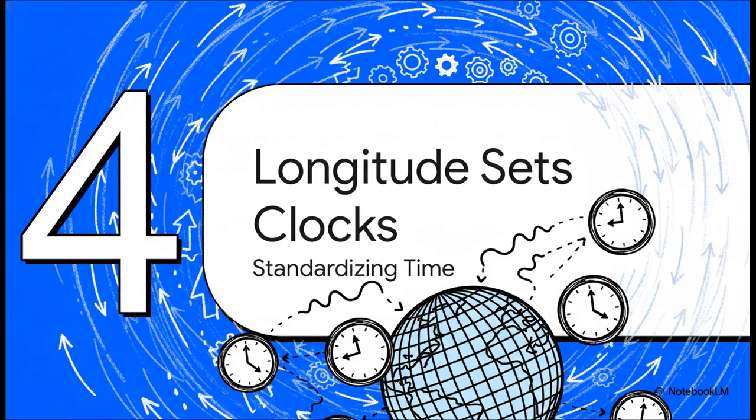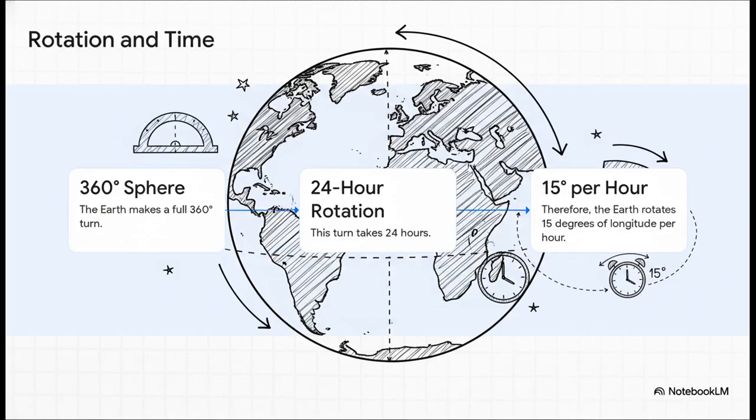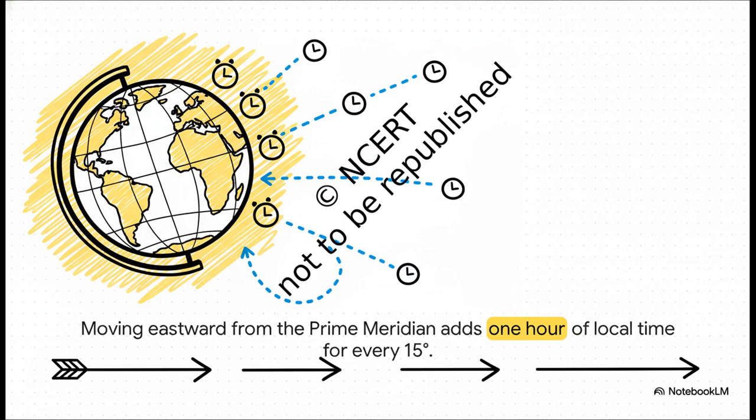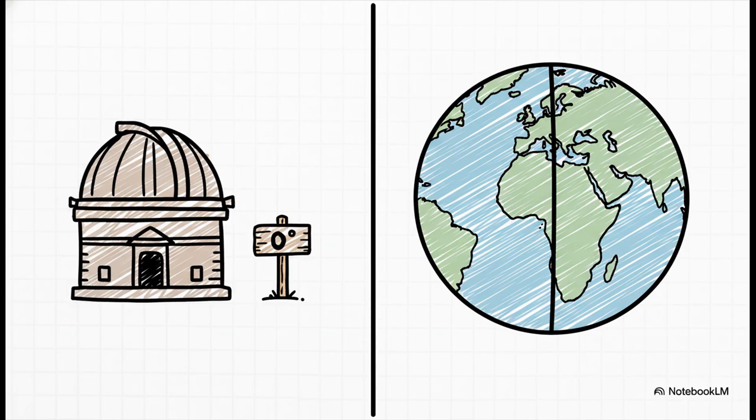But this grid system had a really cool side effect. It didn't just solve the problem of where we are, it also gave us a way to standardize what time it is all across the globe. The math behind it is actually pretty straightforward. The Earth is a 360-degree sphere, right? And it does one full spin every 24 hours. So if you just divide 360 by 24, you get 15. This means the Earth spins about 15 degrees of longitude every single hour. And that simple calculation is the foundation of all our global time zones. Each 15-degree chunk of longitude you cross means about a 1-hour shift in the local time. Pretty neat, right?